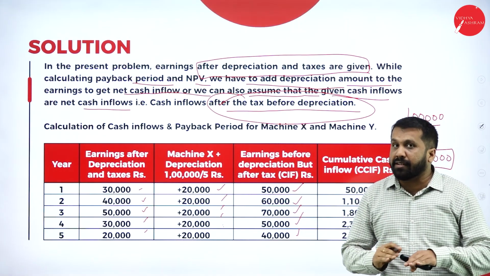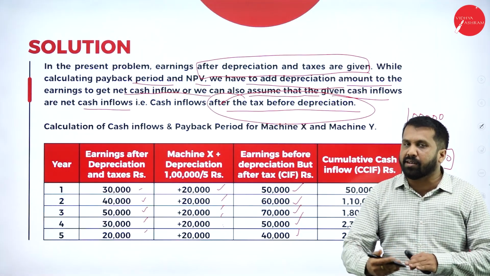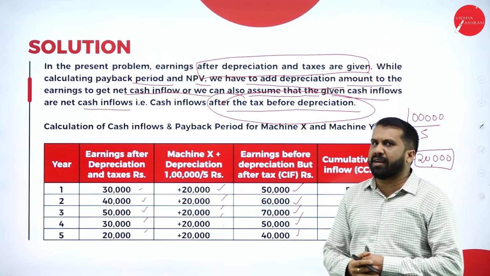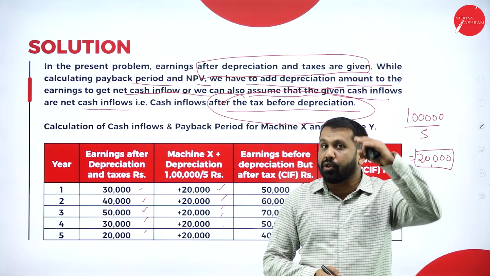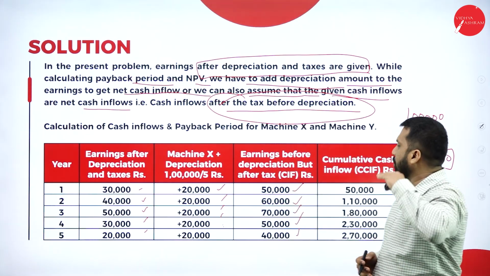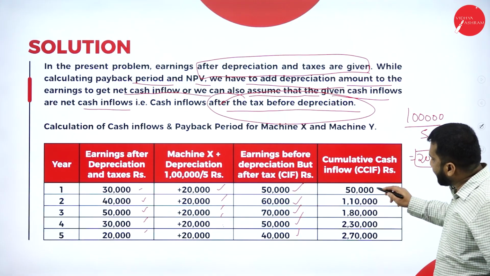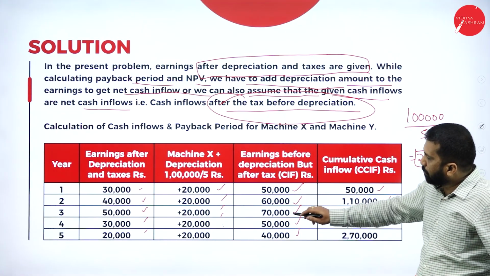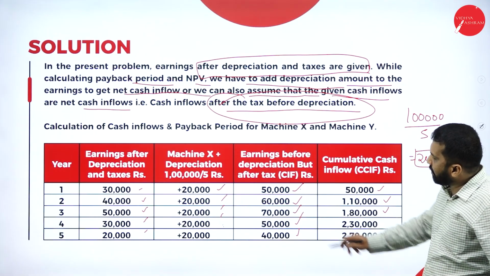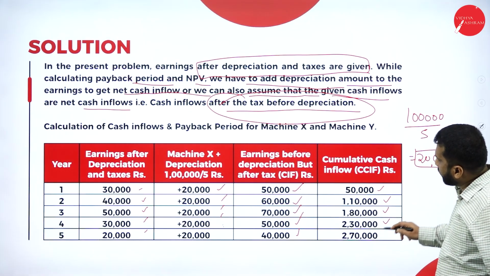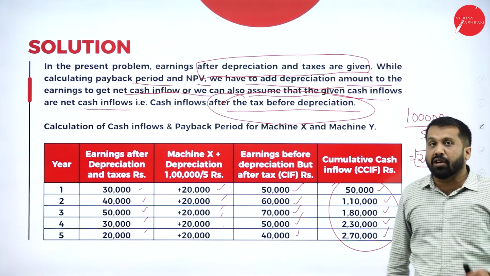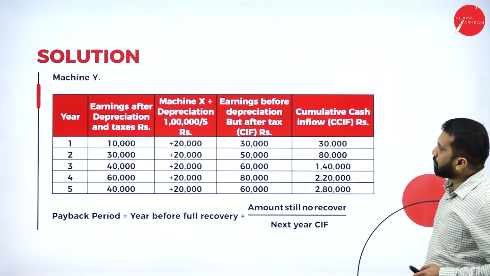We are not calculating NPV. NPV will come later. I'll go with your payback period. While doing payback period, we always go with cumulative. Cumulative means what? 50 as it is. 50 plus 60, it will be 1,10,000, plus 70, 1,80,000, plus 50, 2,30,000, plus 40, it is 2,70,000. These are your cumulative values.